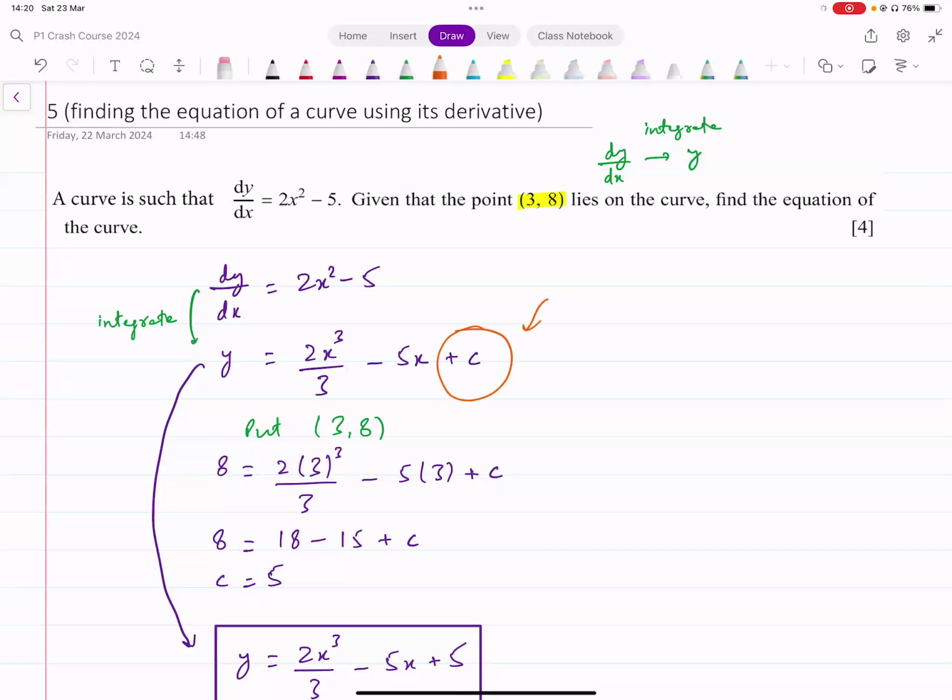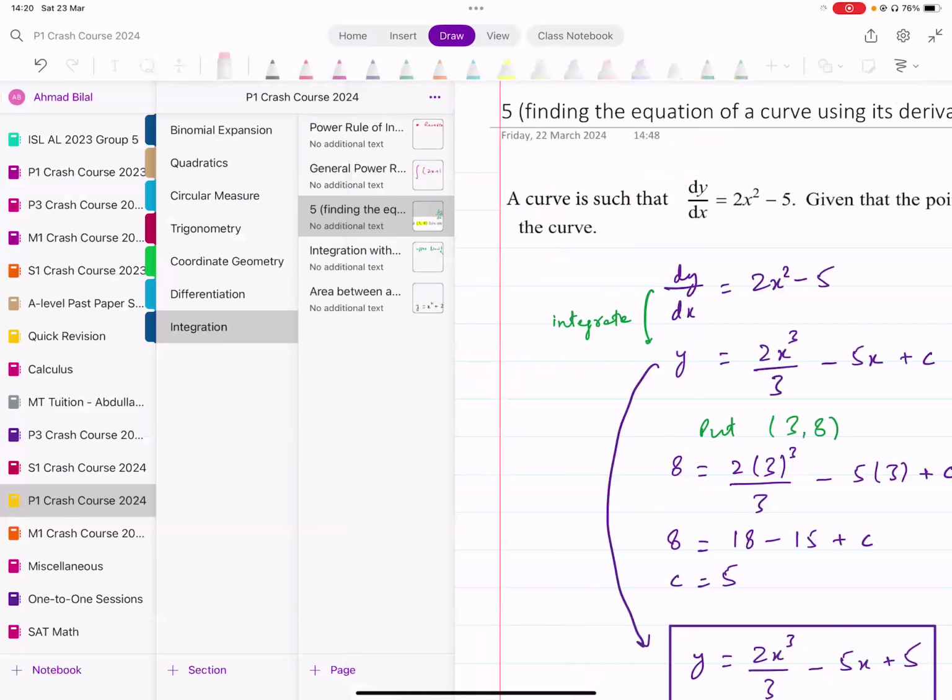And then to find the value of c, you have a point given. You put in the values of x and y from that point, and that gives you the value of c, and you get the equation of the curve that you're looking for. That's one application of integration: using the derivative of a function to find the equation of that function. That's one use of integration.